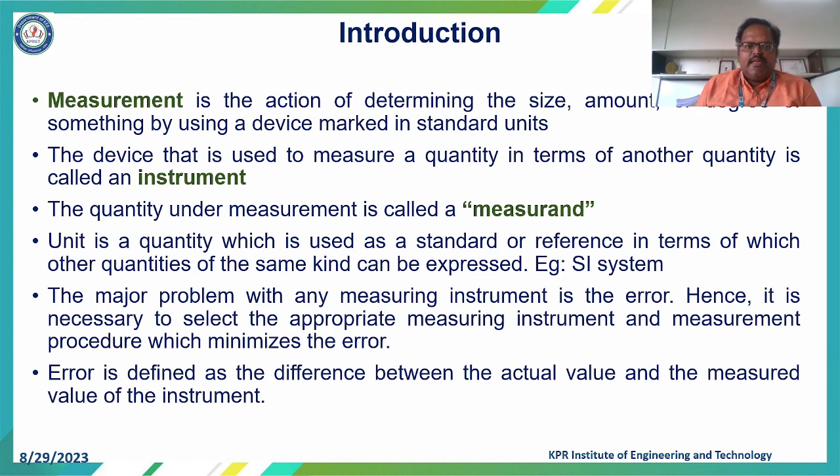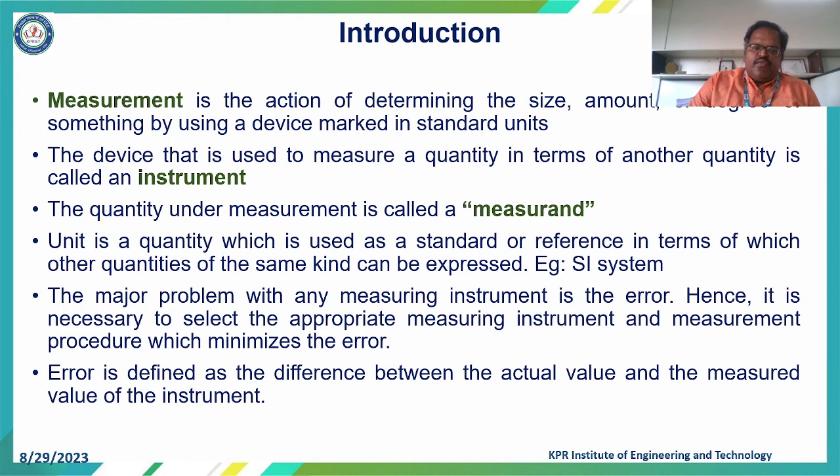And what is an instrument? The device that is used to measure a quantity in terms of another quantity is called an instrument. The device used for measuring things is called an instrument. The quantity under measurement is called the measurand. What are the things you are going to measure? That particular thing is noted as the measurand. A unit is a quantity which is used as a standard reference. We use a standard reference system of notation, for example the SI system.